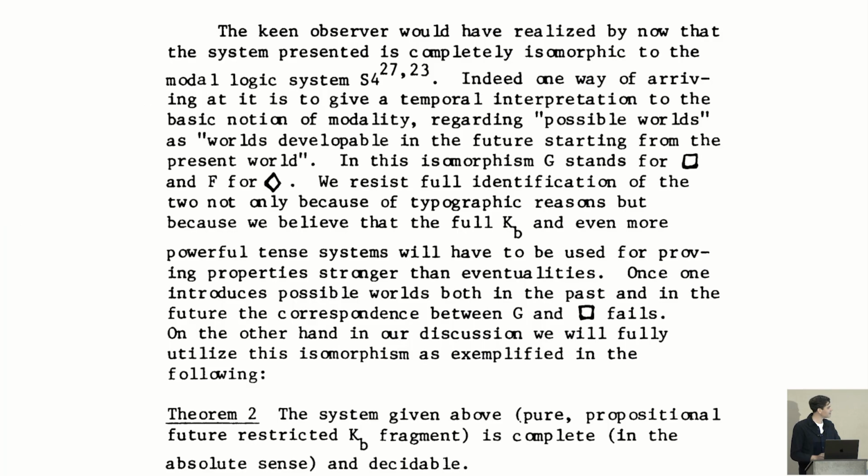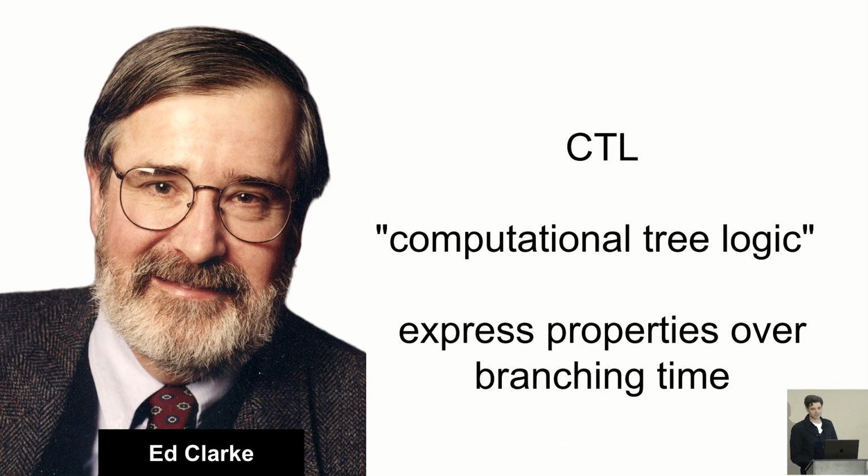And his key insight was, hey, let's take the tense logic from Arthur Prior, but let's only look forward-looking. If we only do forward-looking, well, then all of a sudden it becomes a decidable logic, and now we can really talk about things. And if we take that tense logic, well, it just so happens that G is box and F is diamond.